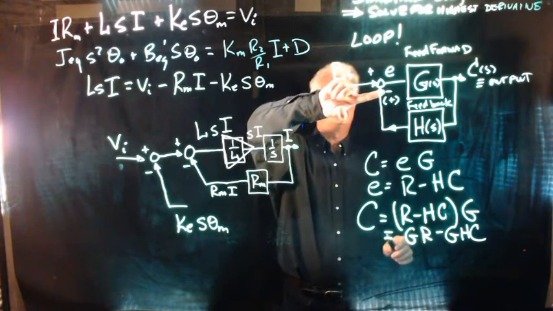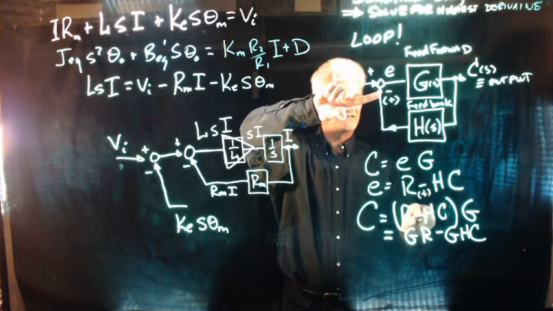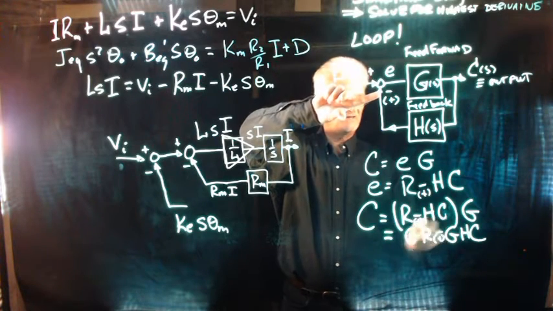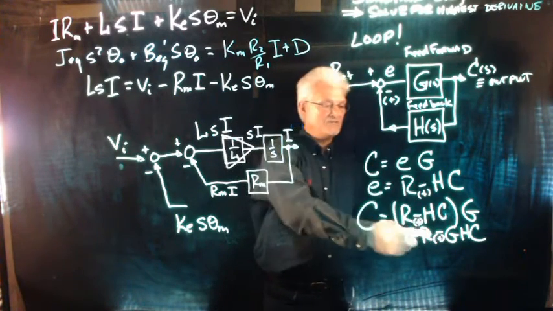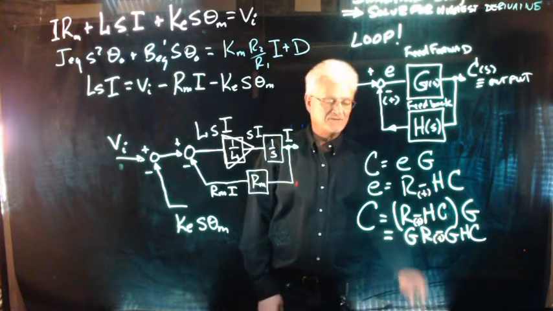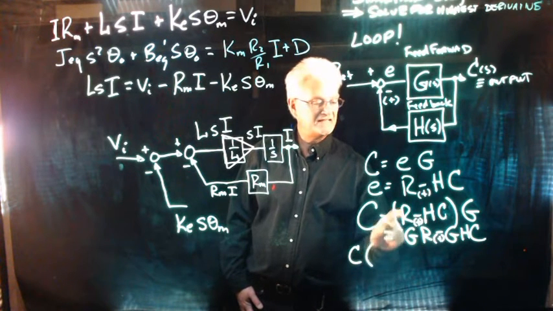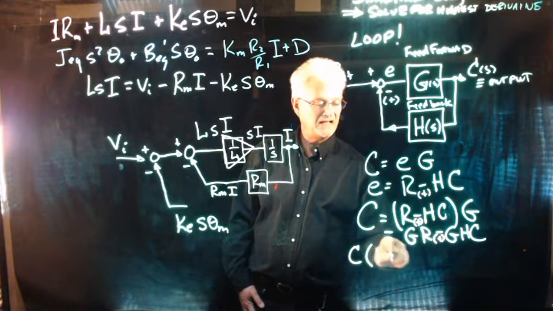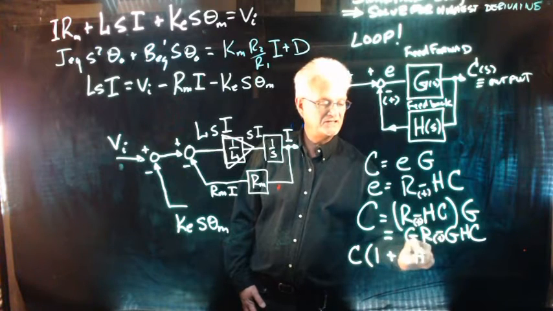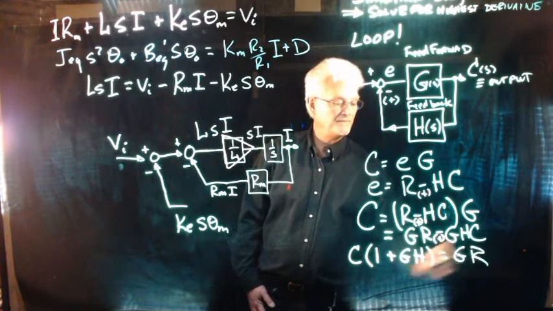I'm using the minus sign here, but there's another option: each one of these could be plus. If you did a plus there, then you just change that minus sign that I've indicated. So now I take what C is equal to: C times (1 plus GH) is equal to G times R.